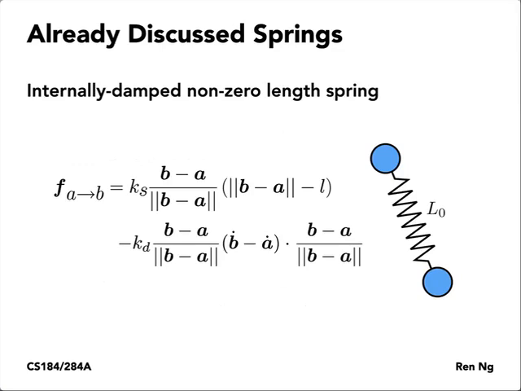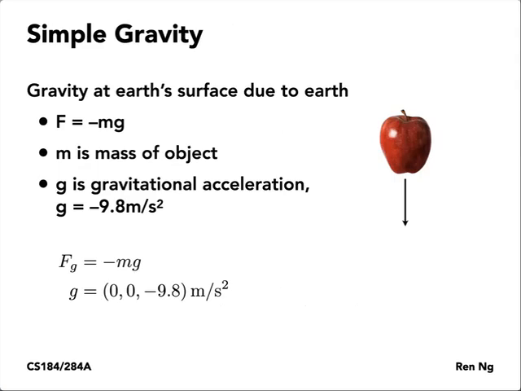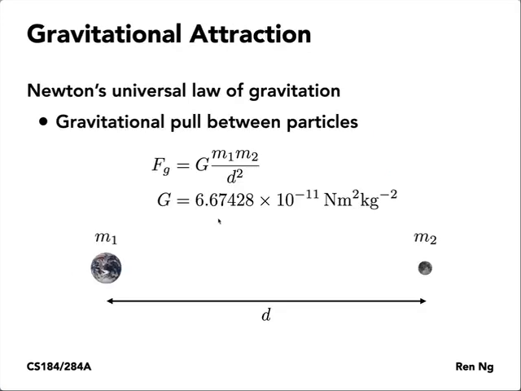We already discussed springs, so this is an example of an internally damped non-zero length spring that we derived earlier in lecture. Simple gravity, right? Simple to understand. Close to the surface of the Earth, we have F equals negative mg, always pointing downward.